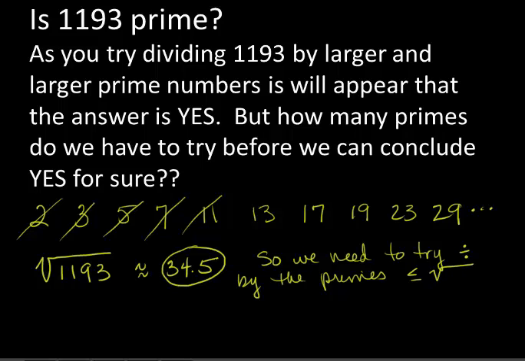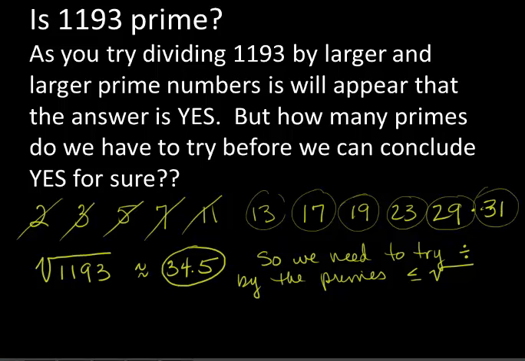Well, that means we need to then try dividing by 13, 17, 19, 23, 29, and there's one more prime we'll need to try, 31, and that's it. So to tell if 1193 is a prime, we still need to try dividing by these numbers. And I'll leave it to you. You try those in your calculator, and you'll find no, no, no, no, no, no.